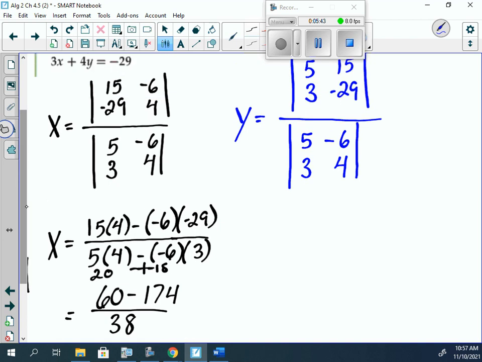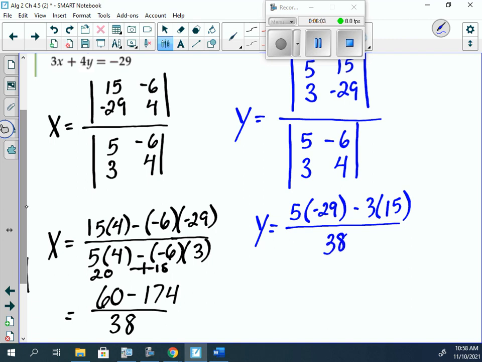The values of y. Now in the numerator for y, we would have 5 times -29 minus 3 times 15, yes? And this is going to be over what? Well, exactly, Colton, because we could say 5 times 4 minus -6 times 3, yes? My question. Yes. On the x, we did -6 and -5. Why did we do 3?